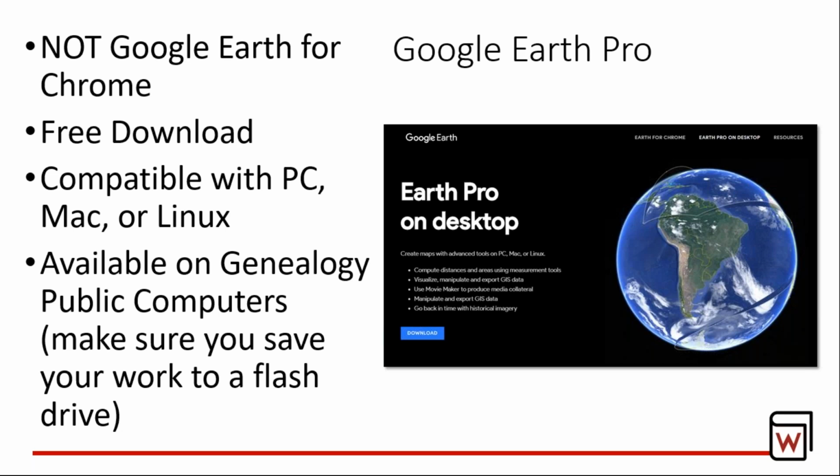Make sure you save your work to a flash drive if you are using the public computers in the Genealogy Center. If you're at home, you can save it to your computer or to a flash drive, but know that it's not automatically saved to your Google Drive like the other programs we've looked at so far. Google Earth Pro is saved locally to your device.